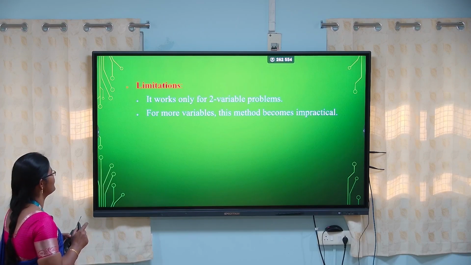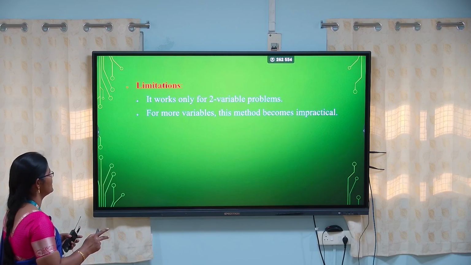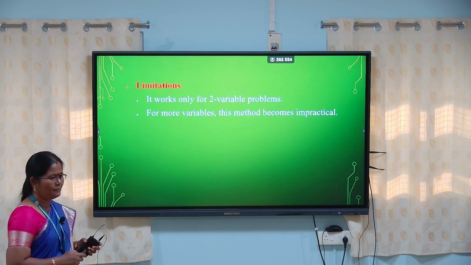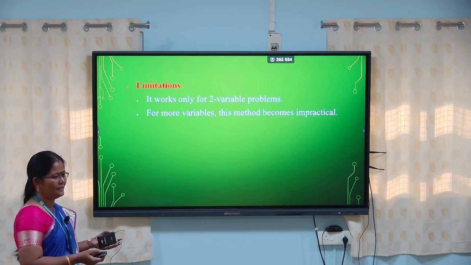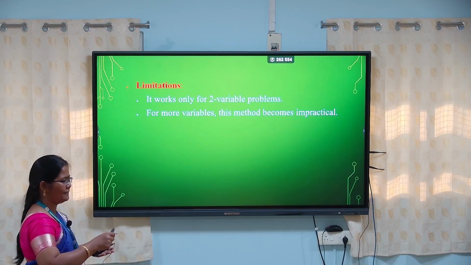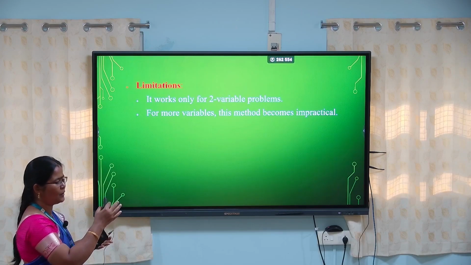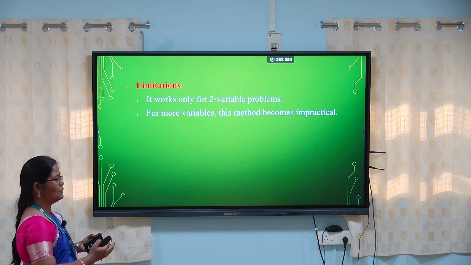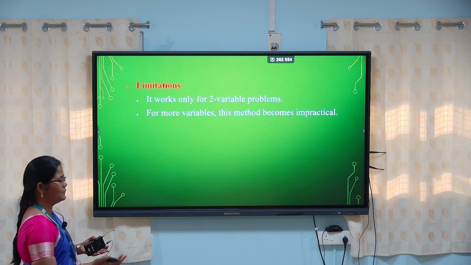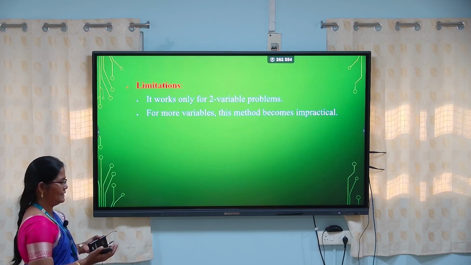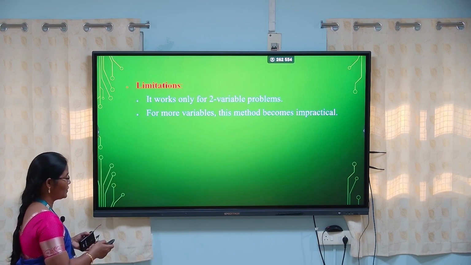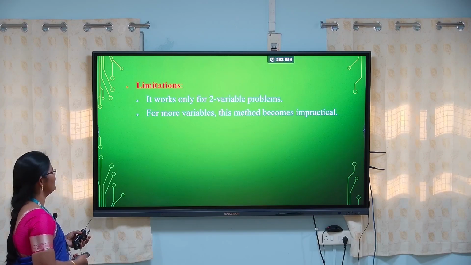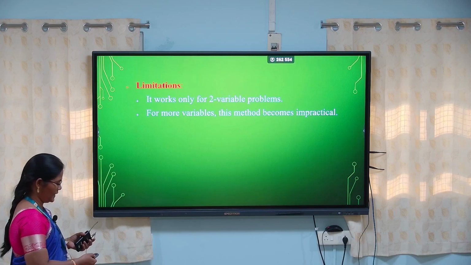Number 1, it only works for problems with 2 variables. Because we can draw a single line for each equation, we can mark it as a bounded region or a feasible region. If there are more than 2 variables, then we cannot draw a graph very easily. It is more complicated, right? For more variables, this method becomes impractical.